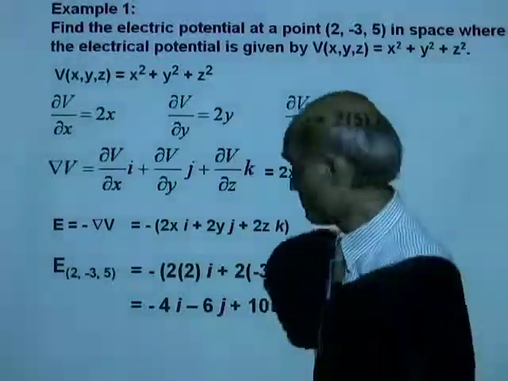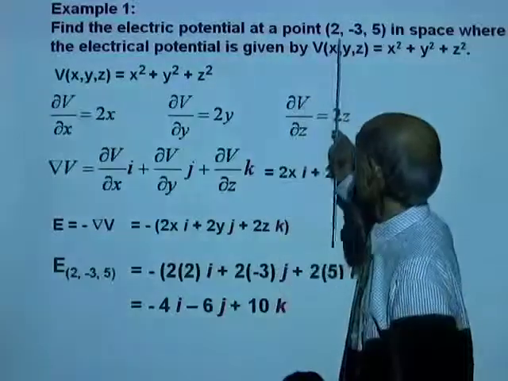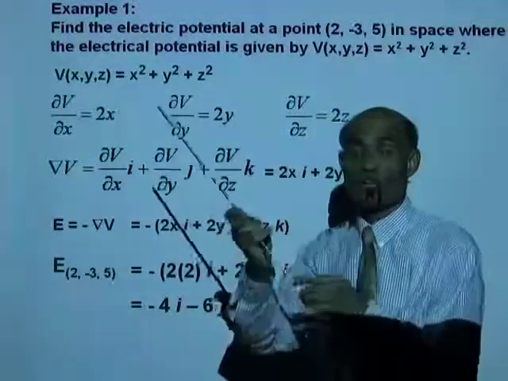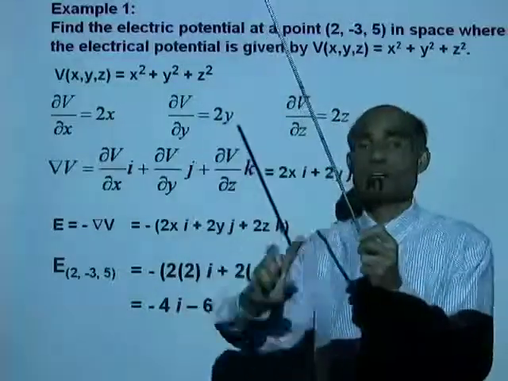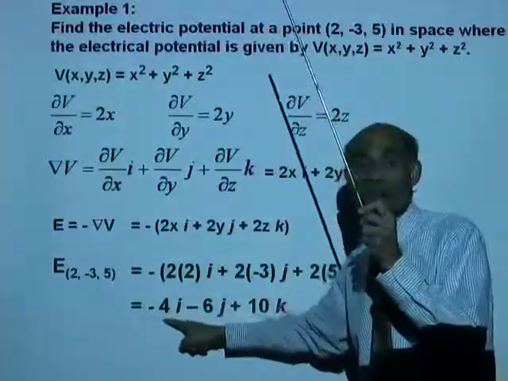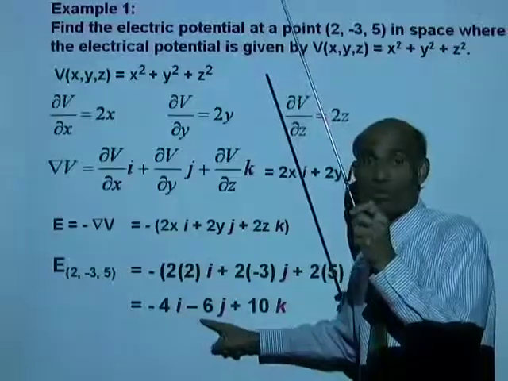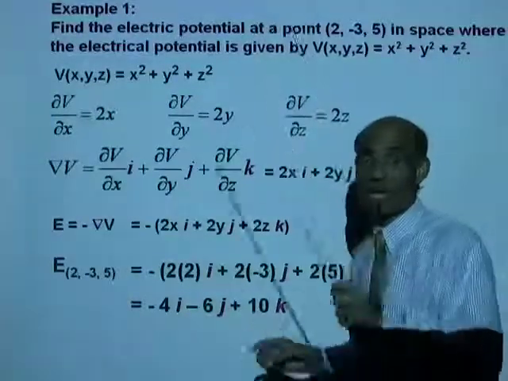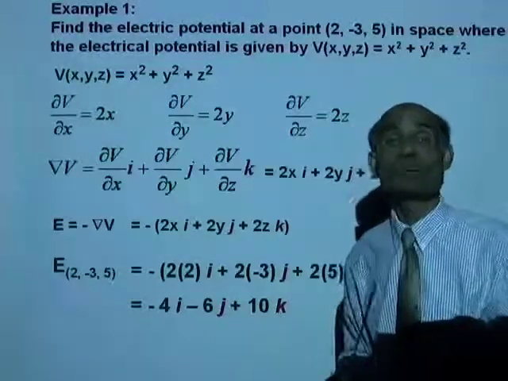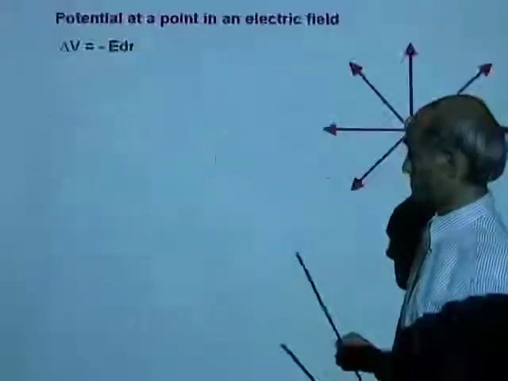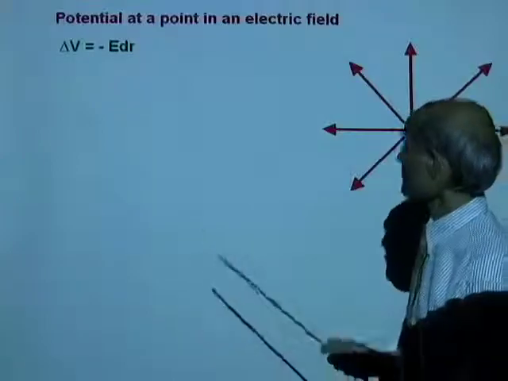In other words, what it tells you is, at this point, the electric field will be in such an arbitrary direction so that its x component will be negative 4, y component will be negative 6, and z component will be 10 Newton per Coulomb.